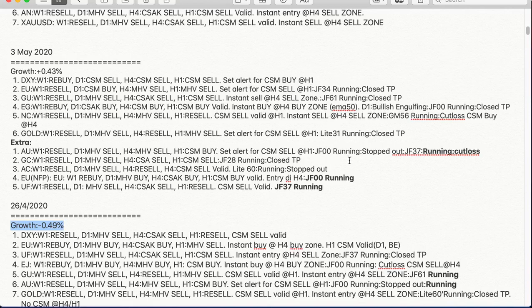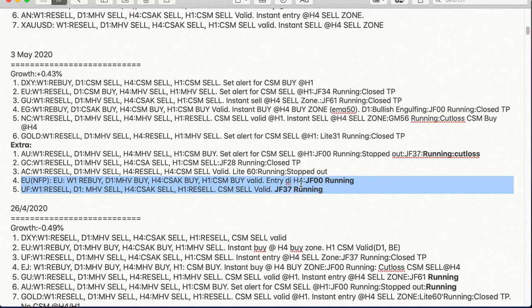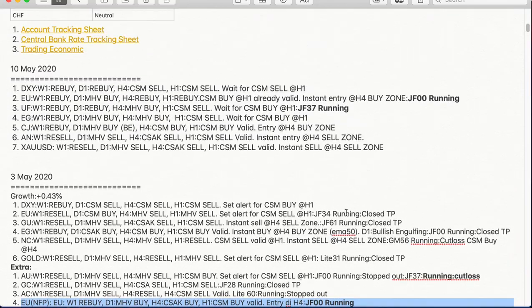However, we have 2 extra trades last week, which we took before the NFP because the setup was valid. We have EU and also UCHF. However, these 2 trades have not been closed because the price movement after the NFP was very little, so we still hold the trades because it's still a valid trade setup. Okay, let's look at this week trade setup.